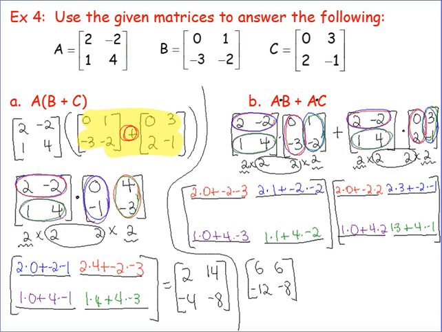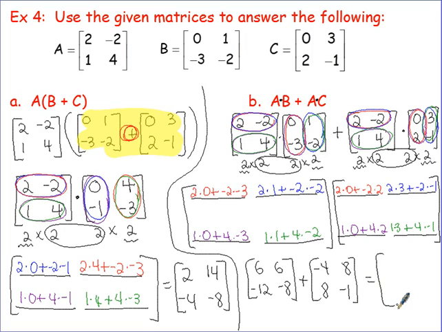So let's see what our calculator tells us to add to our first matrix. 2 times 0 plus negative 2 times 2 is negative 4. 2 times 3 plus negative 2 times negative 1, your calculator should tell you is 8. 1 times 0 plus 4 times 2, your calculator should tell you is 8. And 1 times 3 plus 4 times negative 1, your calculator should tell you is negative 1.